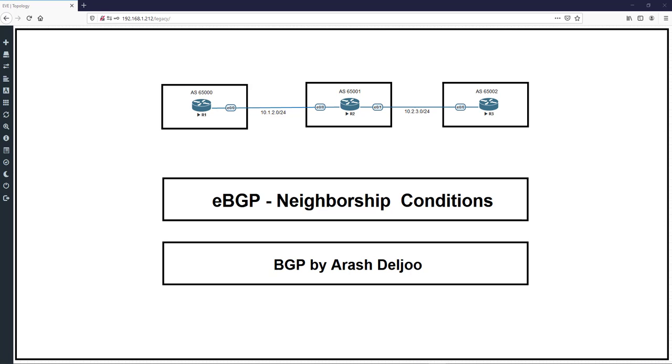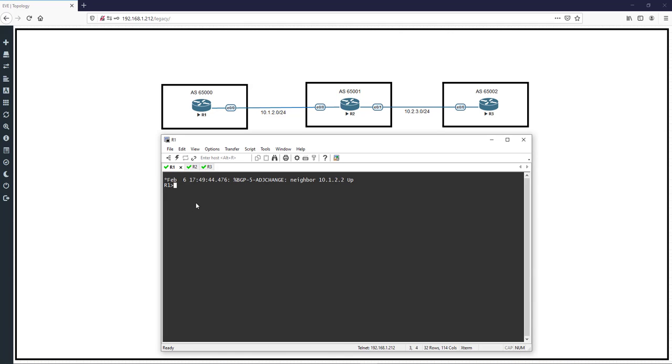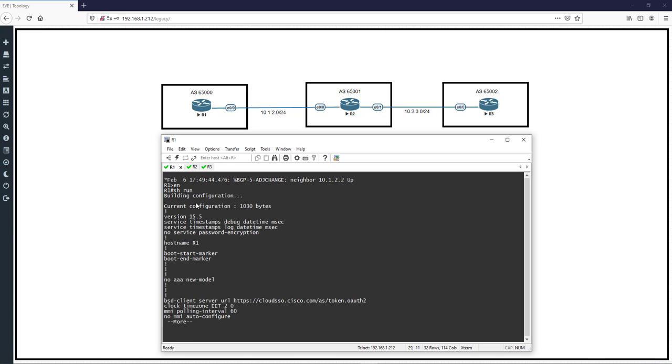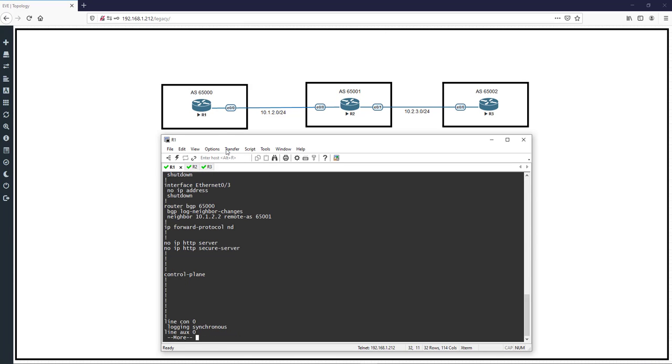Look at here. In this scenario that I configured before, R1 and R2, and also R2 and R3, are now neighbors. Let's check it. In R1, I can use show run, for example. You can see here in R1, router BGP 65000, and then neighbor 10.1.2.2, that is the IP address of R2, remote AS 65001, that is the AS number of R2. I configured this before, in the previous video.